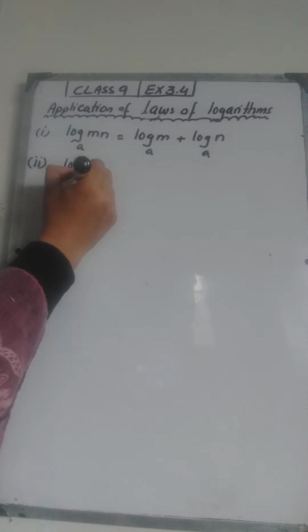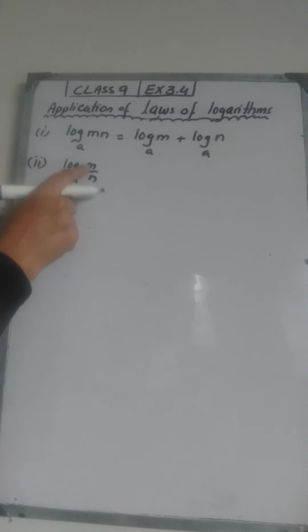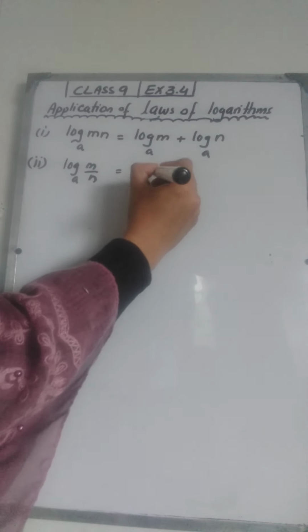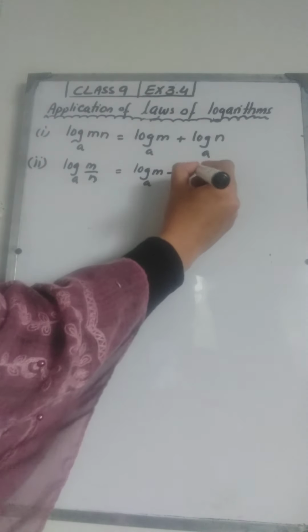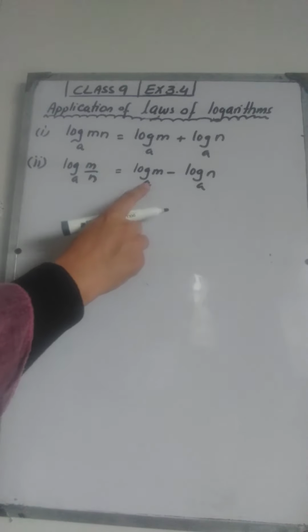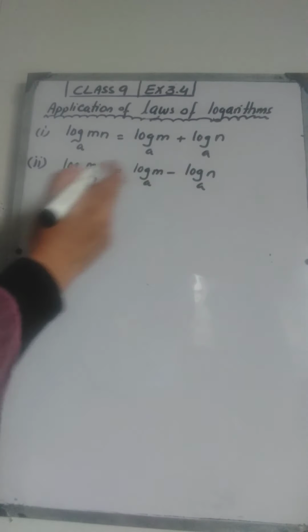The next is the log of quotient. Quotient being when two numbers are in division, then you can find their log by simply subtracting the logs of the two numbers. If you find the log of m over n, then the same can be obtained by first finding the log of m, then finding the log of n, and subtracting them.